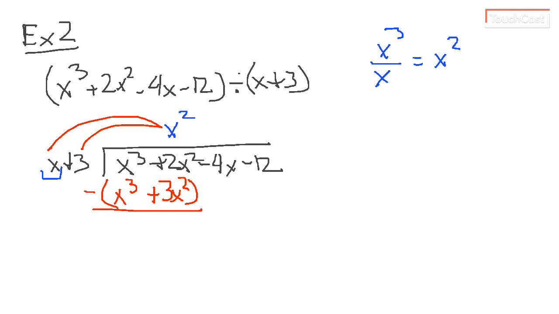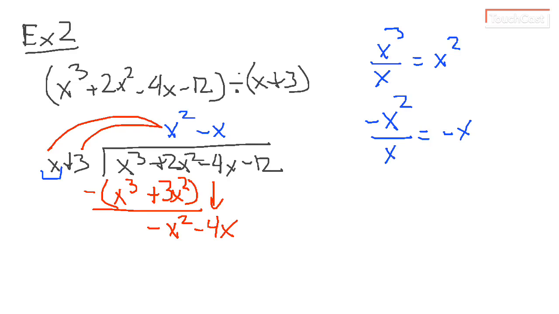x cubed minus x cubed is gone. 2x squared minus 3x squared gives us a negative 1x squared, but we just have to write negative x squared. And then we bring down the minus 4x. Now we ask ourselves, if we have negative x squared, how many times does x go into that? Well, we're going to have a negative x. So we write minus x. And again, we multiply that by x plus 3. Negative x times x is negative x squared. Negative x times 3 is minus 3x.